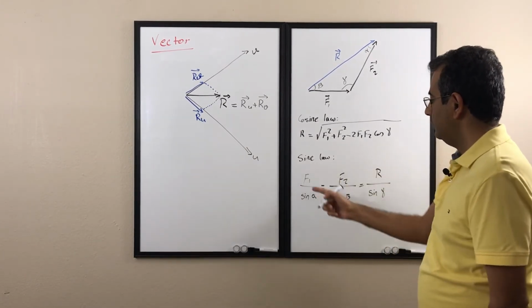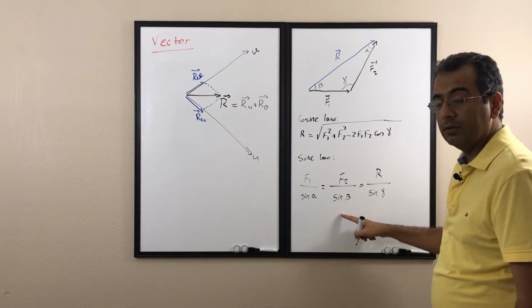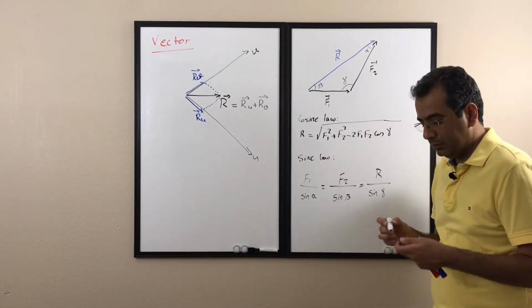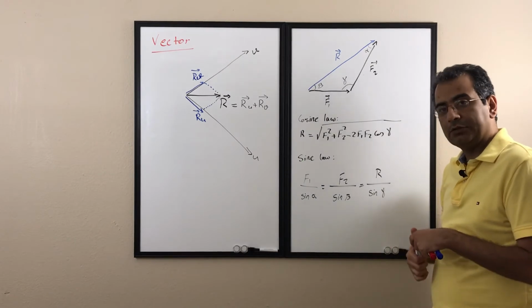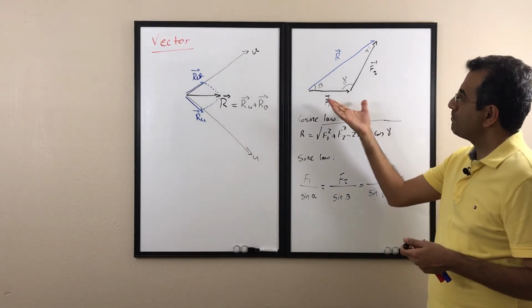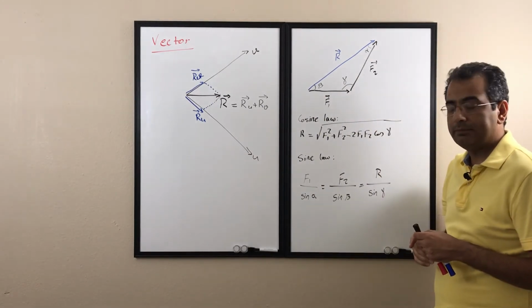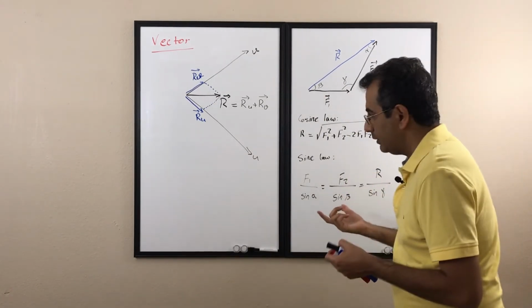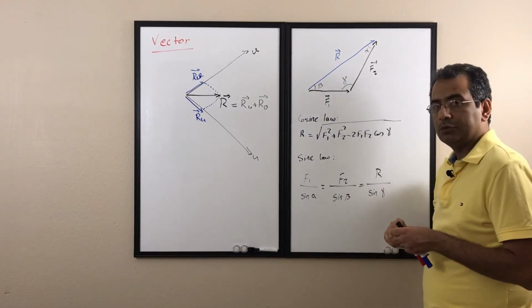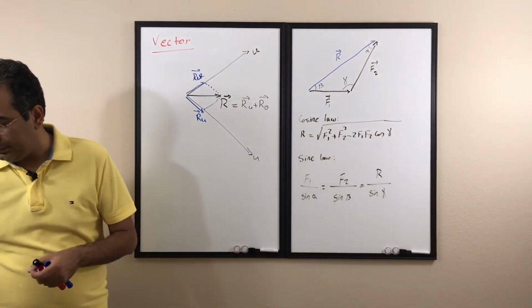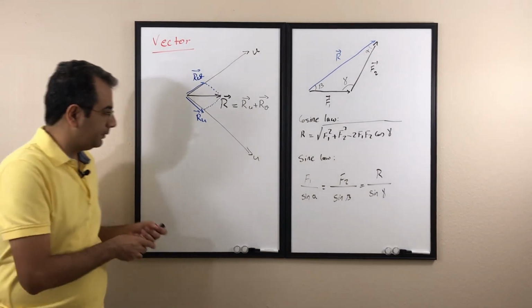So these two laws, the cosine law and the sine law, we can use to calculate the magnitude and the direction of the resultant force when we have two forces added together. So I'm going to do a very quick, simple example to show how we are going to use this. Assume that we have two vectors.